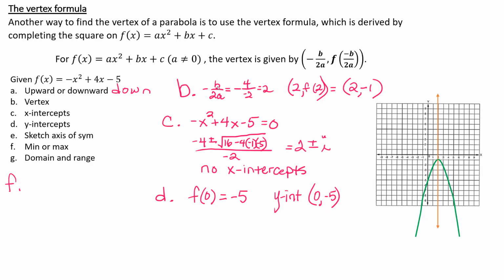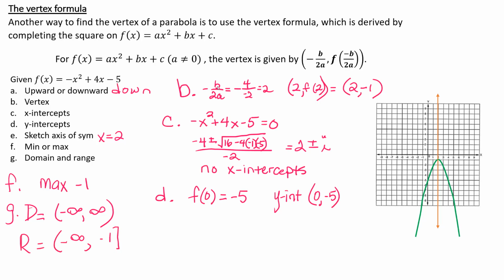And then the axis of symmetry there is just the line x equals 2, which is the h of our function. And then the domain, again, for any parabola, is just going to be -infinity to infinity. You can put anything into that function, but the range only goes as high as -1. So -infinity up to -1.